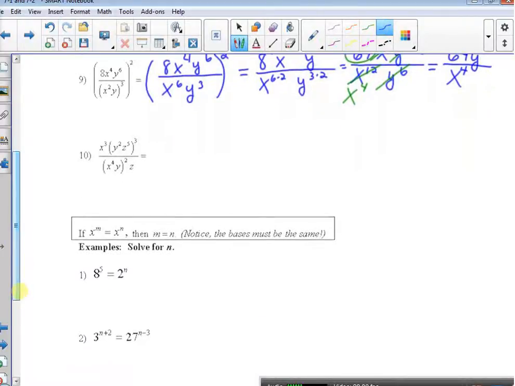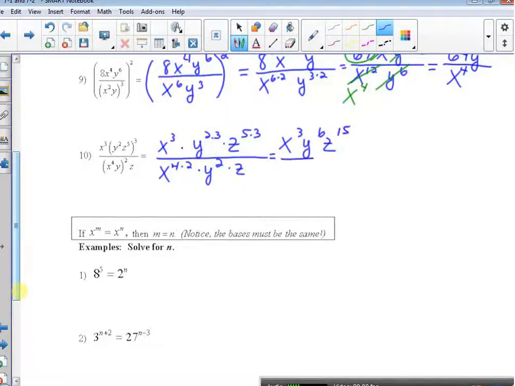Number 10. Let's see. So we've got x cubed times y to the 2 times 3 times z to the 5 times 3 all over x to the 4 times 2 times y to the 1 times 2, or just y squared, times z. Cleaning it up, x cubed y to the 6th, z to the 15th, over x to the 8th, y to the 2nd, z.